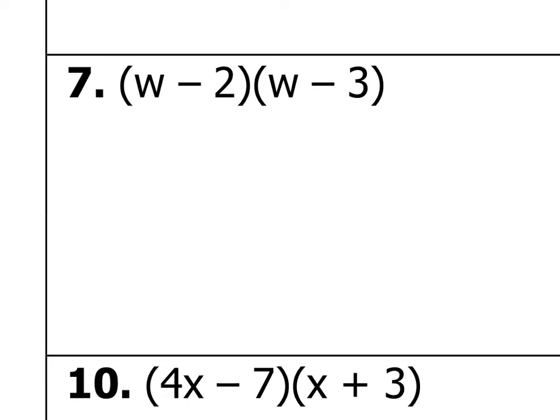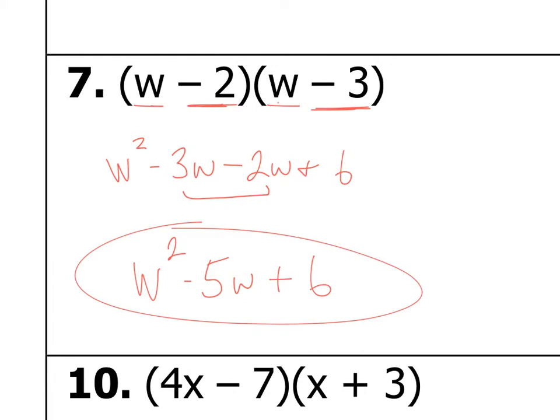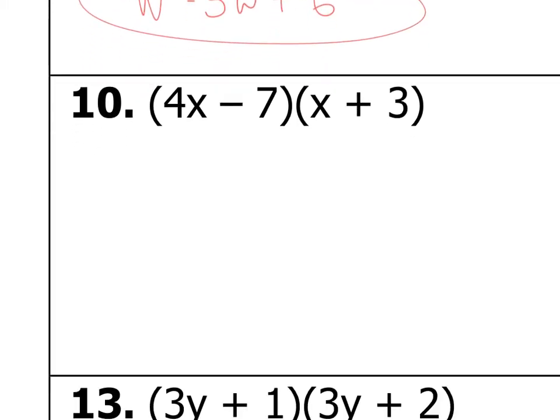All right, now we've got the quantities w minus 2 and w minus 3. Again, first terms, w and w, give me a whopping w squared. Outsides, w and negative 3 give me minus 3w. My inside terms here with negative 2 and w give me a minus 2w. And then here we go, be careful, last terms, negative 2 times negative 3 gives me a positive 6. All right, again, middle terms can be combined. w squared minus 5w plus 6. All good. We're just cruising through these.